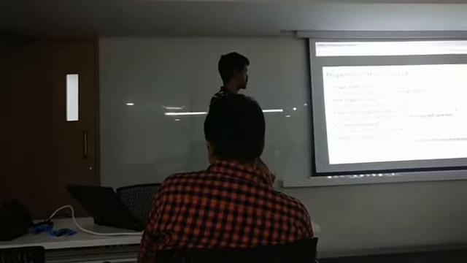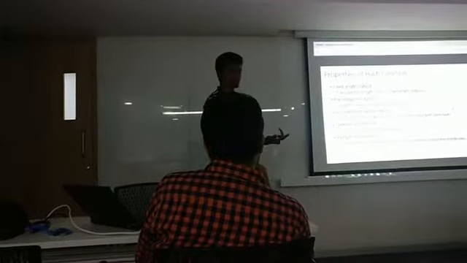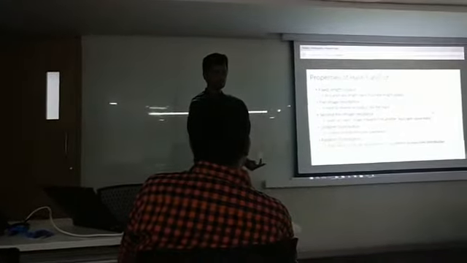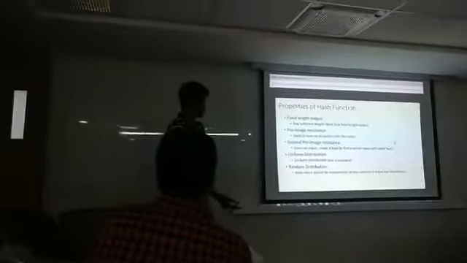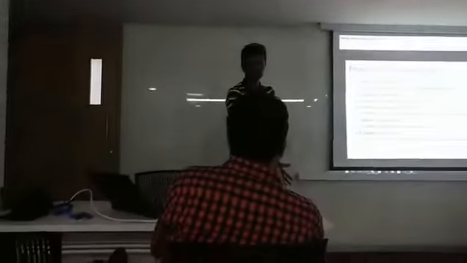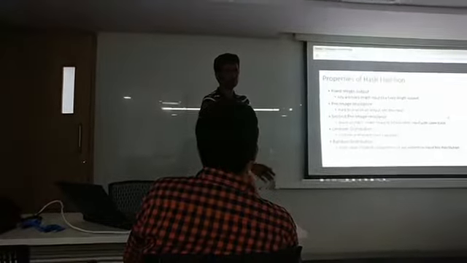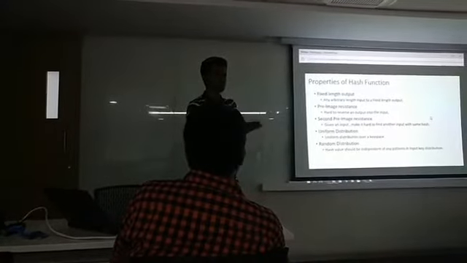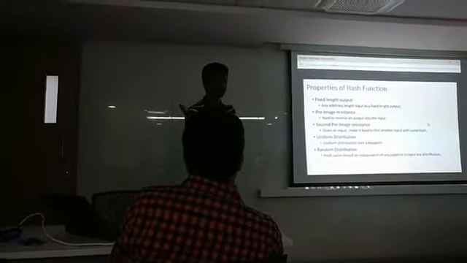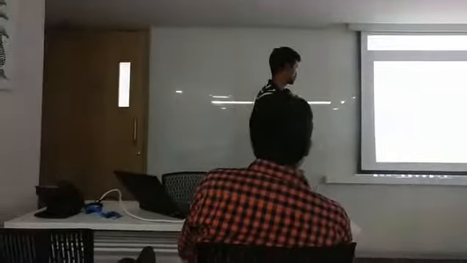So the properties of a hash function, as we were talking, it has to have a fixed length output. The output length cannot vary. Any arbitrary input that you send in, even if you send a 1 KB file or a 10 GB file or anything that you send in, it has to be a fixed output.